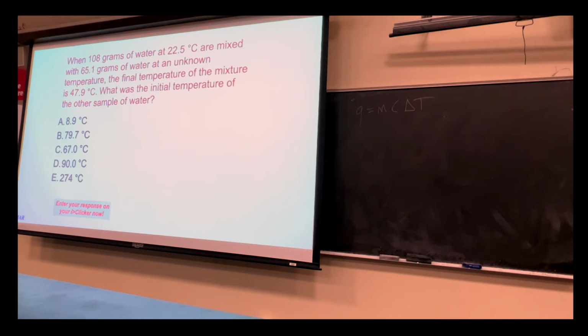Now, remember that hot plus cold always equals warm. 22.5 is the smallest temperature, and it's less than the final temperature of the two being mixed together, all right? So will your initial temperature be less than, equal to, or greater than 47.9? Greater, well done. Something hot, something greater than 47.9, is being mixed with something cold, and the final temperature is the warm temperature. So your answer here is going to be a number larger than 47.9.